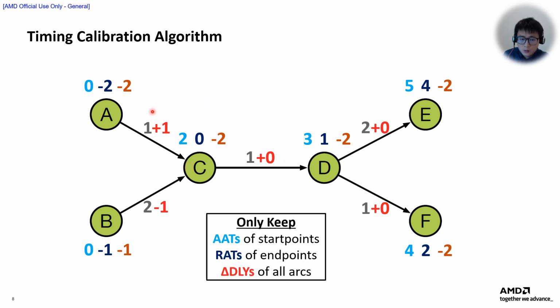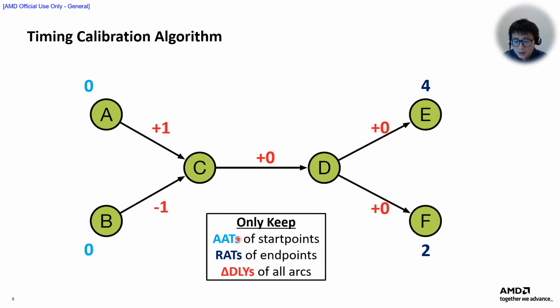And after all those calibration procedures, we only need to keep 3 things: the AATs of all the start points, which are 0, the RATs of all the endpoints, and the delta delays of all the timing arcs. And after placement changes, we just need to plug in the corresponding arc delays in the simple timer and use the delta delays to do the timing correction to approximate the behavior of the reference timer.